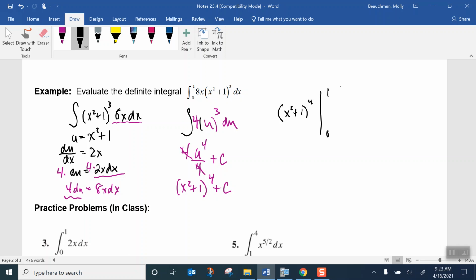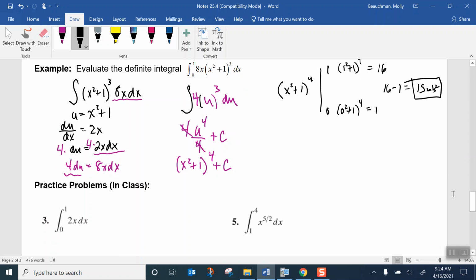So we substitute in a 1, we get 1 squared plus 1 to the fourth, that's 2 to the power of 4, which is 16. Substitute 0, we get 0 squared plus 1 to the fourth. 1 to the fourth is 1. So our definite integral is 16 minus 1, which is 15. Whatever the units are, squared. That represents the area.